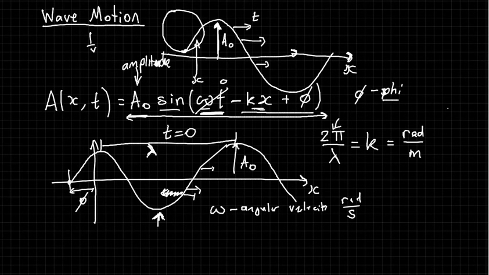velocity. And the units of it are radians per second. And so we've got this repeating unit of this wave, and that's what's called the wavelength.